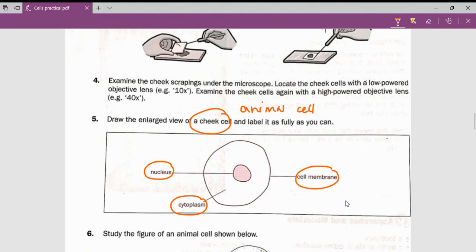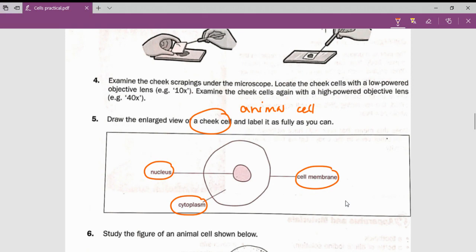Okay, something about drawing the structure. This is biological drawing. When you do biological drawing, the lines that you show to label must be a straight line. Okay, and you don't want to draw in this manner where you place the labels everywhere.